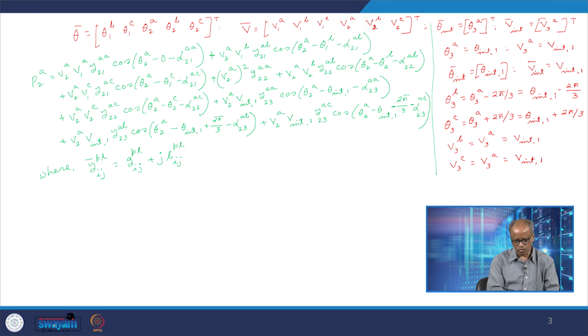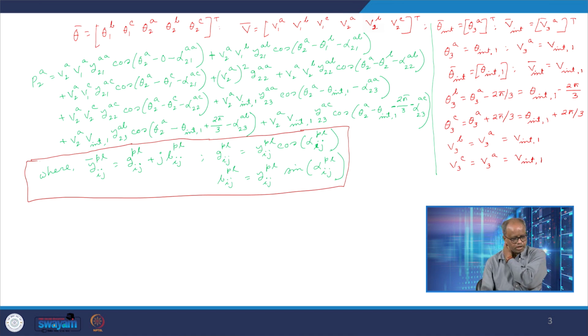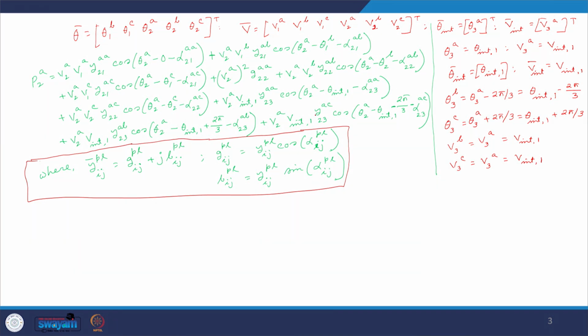So, using that, essentially that means Gij pl is equal to Yij pl cos alpha ij pl and Bij pl is equal to Yij pl sin alpha ij pl, right. So, this is the real part and imaginary part. Okay, so this is now my expression of P2A. So, again I do have 9 terms: 1, 2, 3, 4, 5, 6, 7, 8, 9.